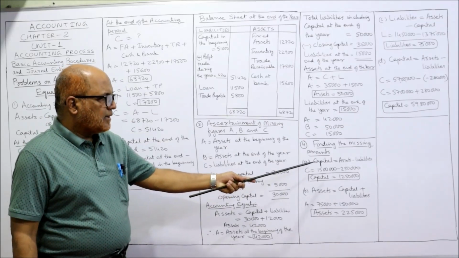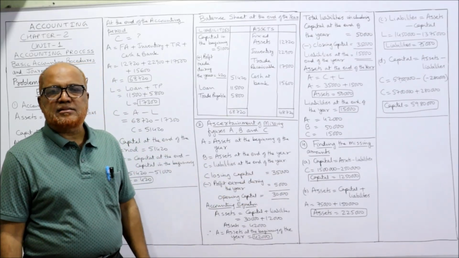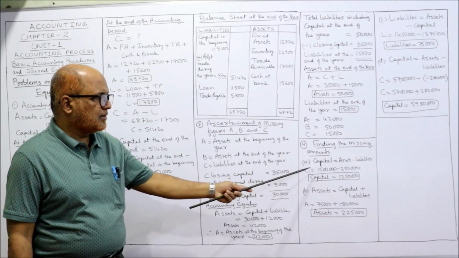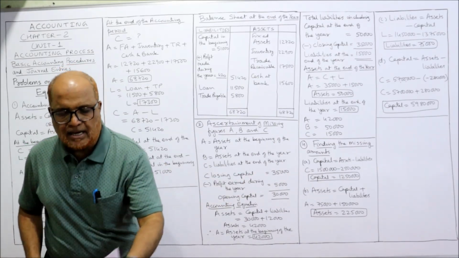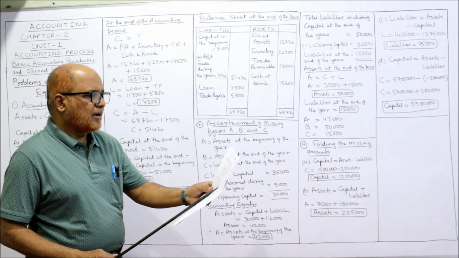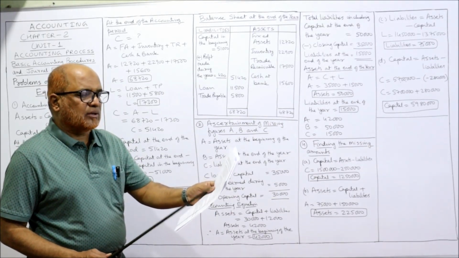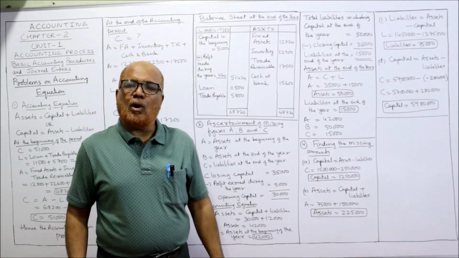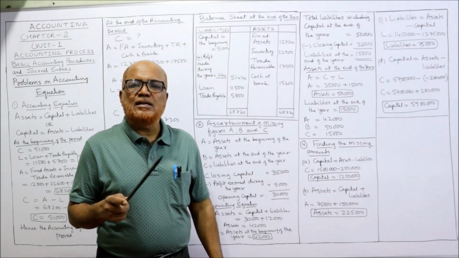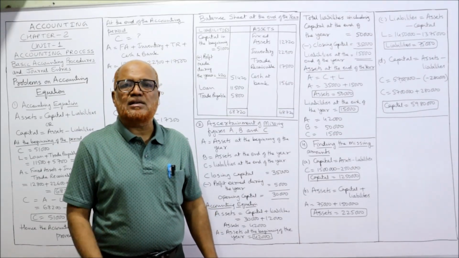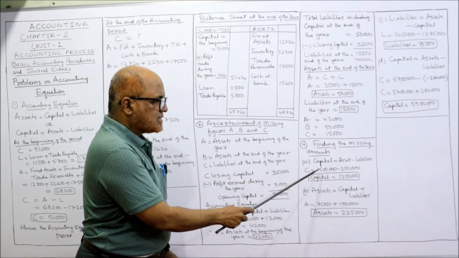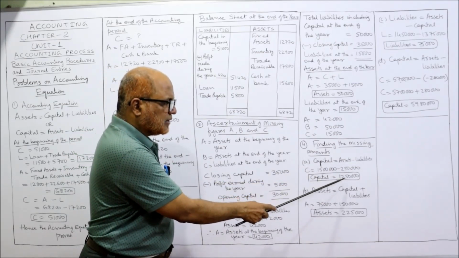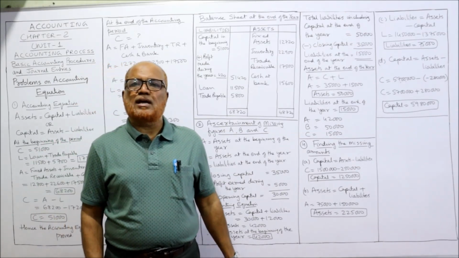Example A. Capital is equal to assets minus liabilities. In the problem, assets are given 15 lakh and liabilities are given 2,50,000. Capital is how much? Capital is equal to assets minus liability. Assets are 15 lakh, liability 2,50,000. So 12,50,000 is the capital.